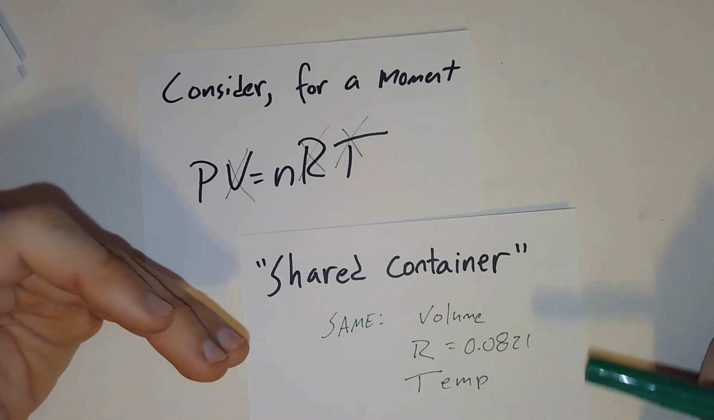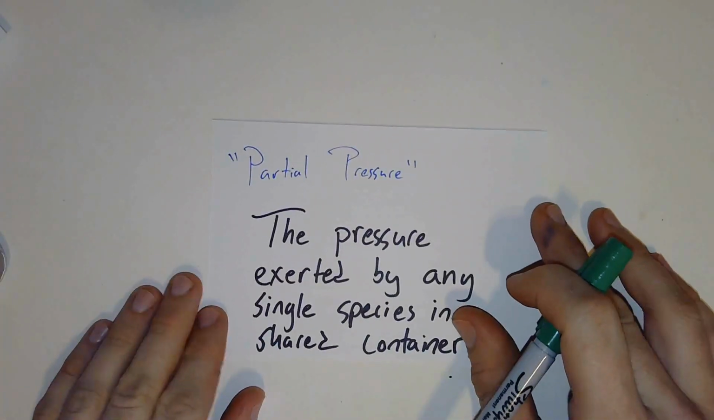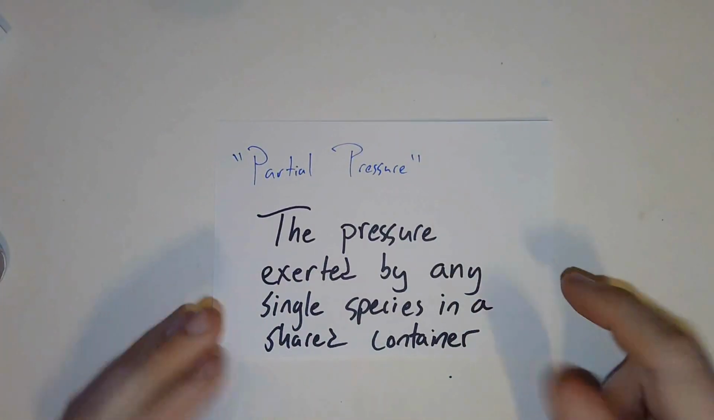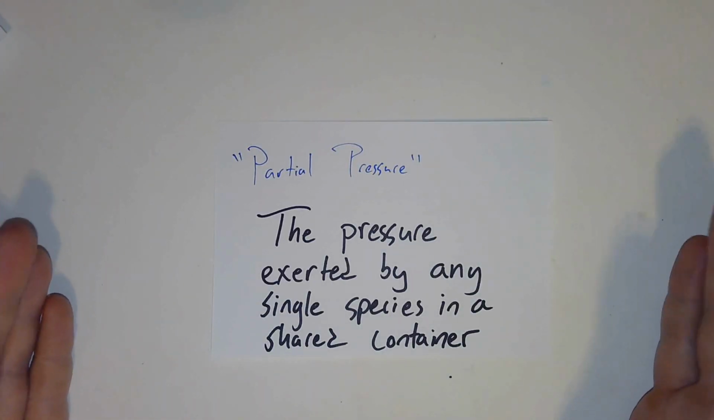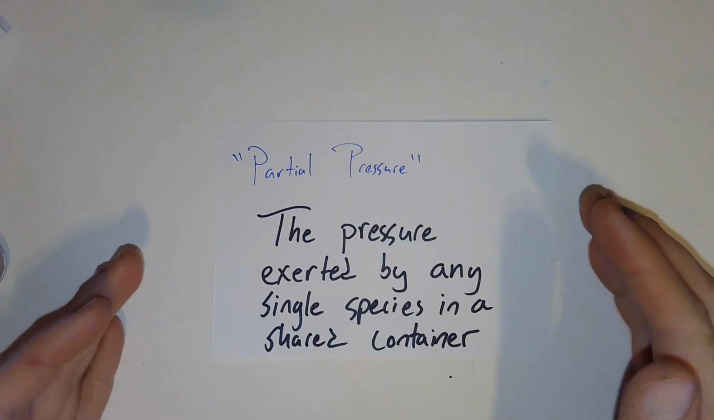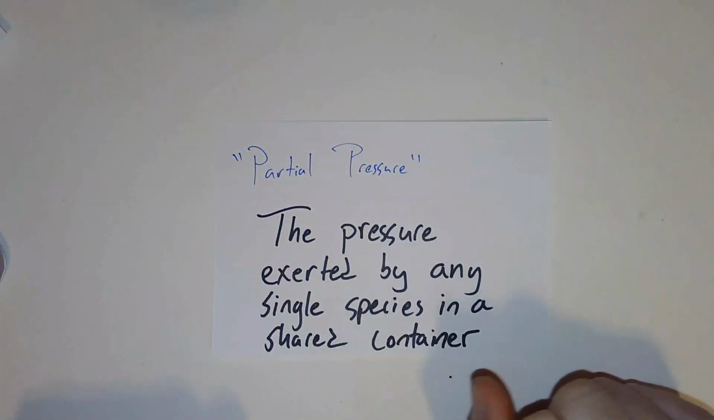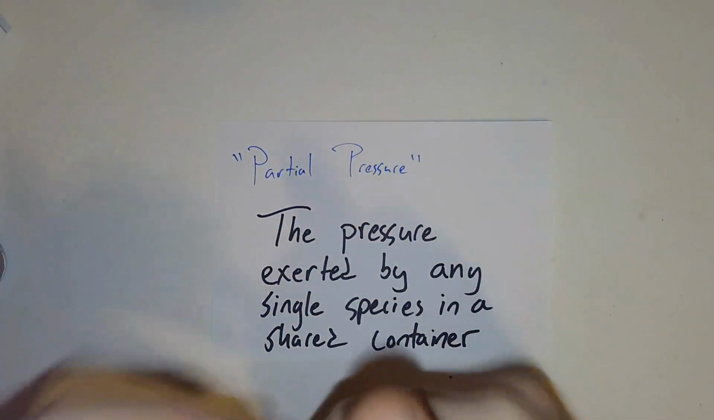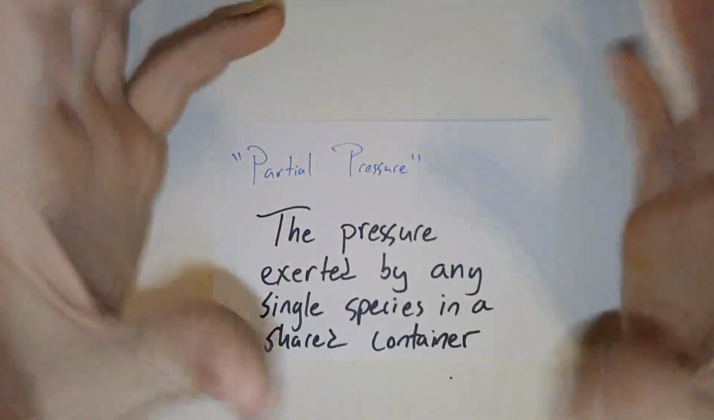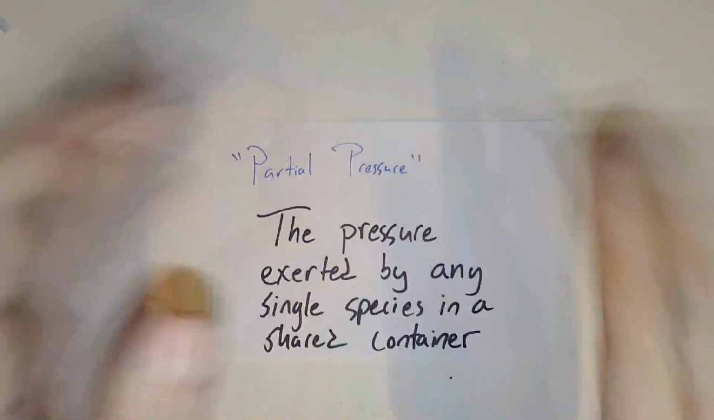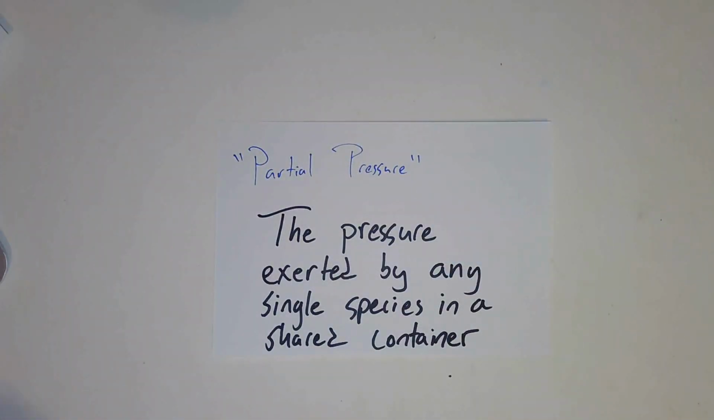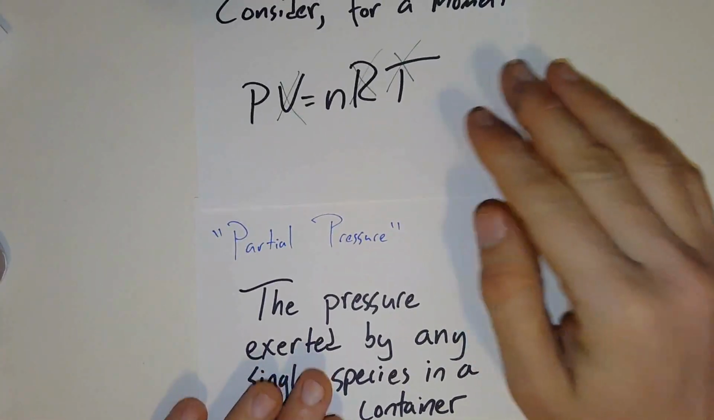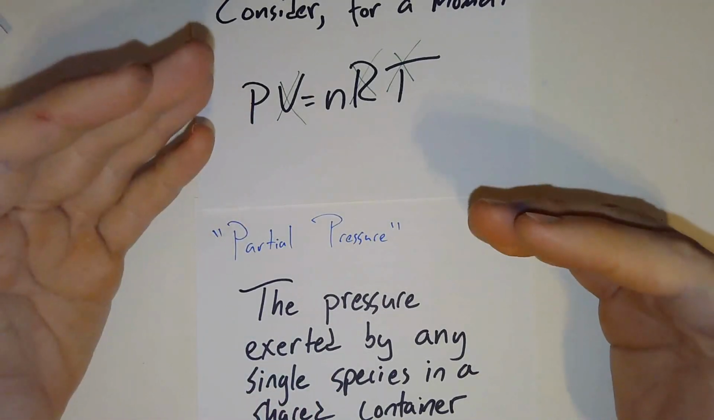So, a quick question. We need to make one more definition before we go on, and that is that of partial pressure. Now, partial pressure sounds like what it is. It is a pressure coming from one thing out of the group. The pressure by any single species in a mixture in a shared container. We said a shared container is the same wall, same temperature, and all that. So we're really looking at just the pressure and the moles of any given species, of any given chemical.